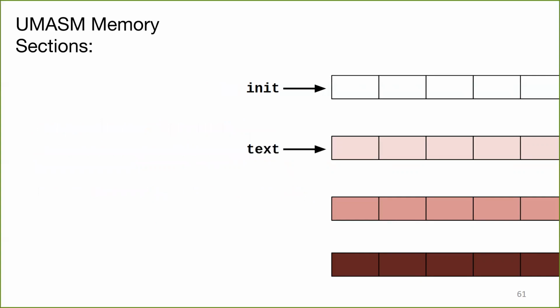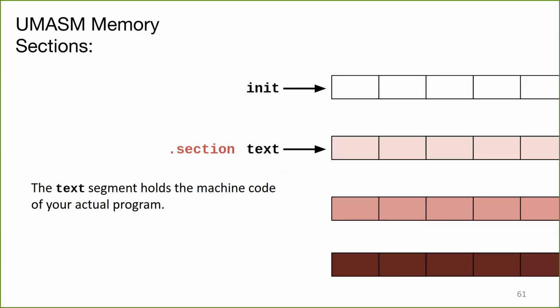All right, next up is a text section. Again, you would use the .section indicator to specify this section in your files. Just like in our x86 processes, your UMASM's text segment will hold the actual code corresponding to your RPN calculator running. This is where, for example, a main label that corresponds to the start of your actual program will live.